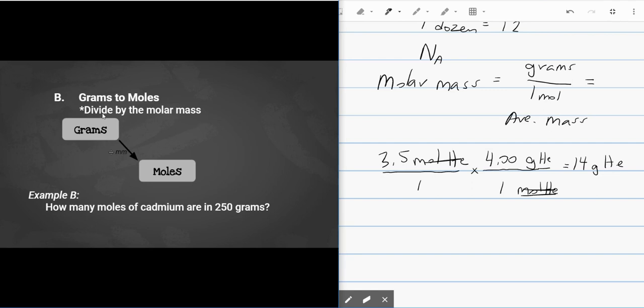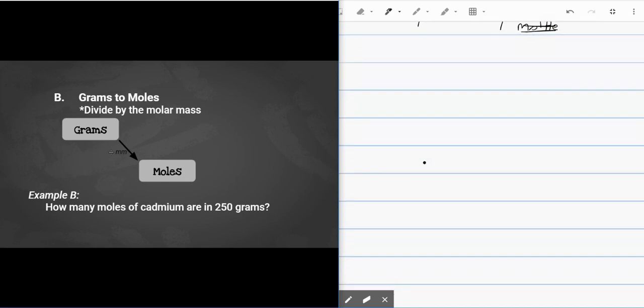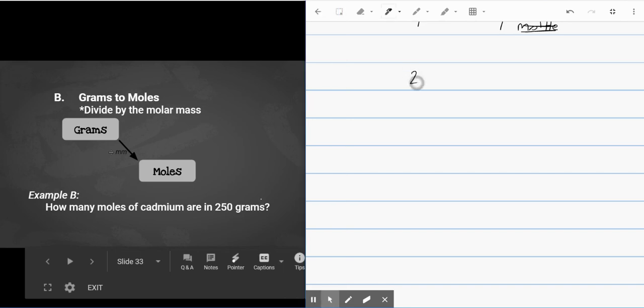Instead of multiplying by the molar mass, we are dividing by the molar mass. You don't have to memorize that at all. This is just like a little training wheel to help you visually if you get confused on these problems, because they are challenging.